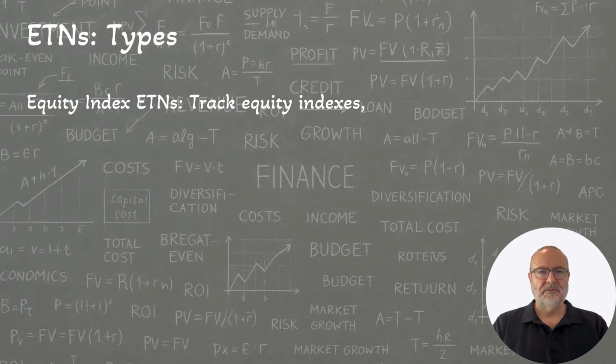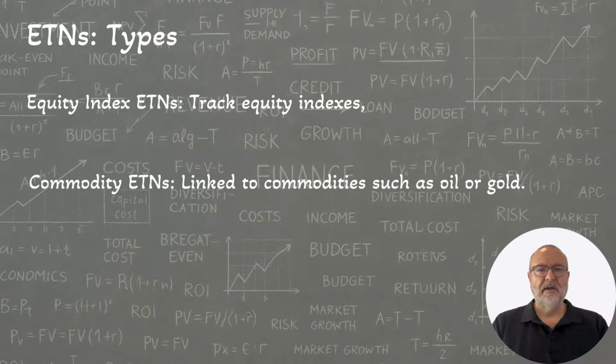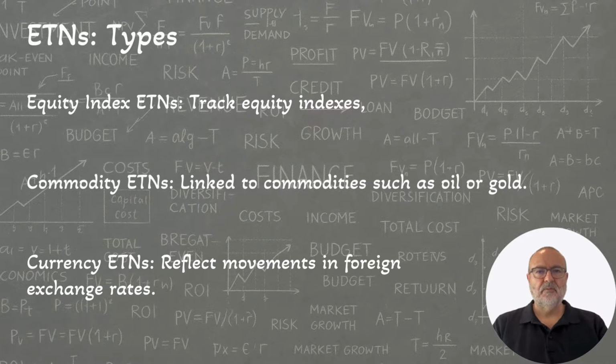There are several types of ETNs. Equity index ETNs track equity indexes. Commodity ETNs are linked to commodities such as oil or gold. Currency ETNs reflect movements in foreign exchange rates.